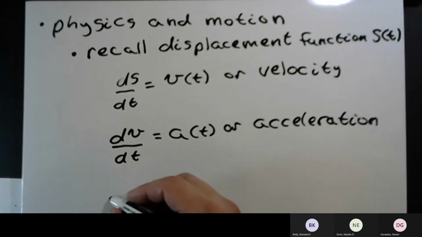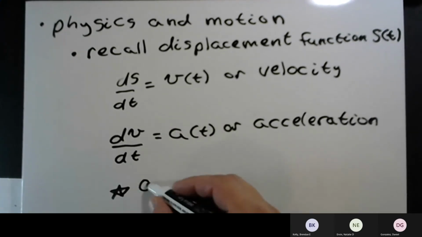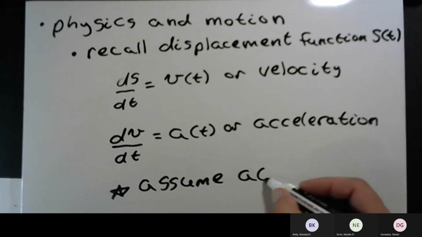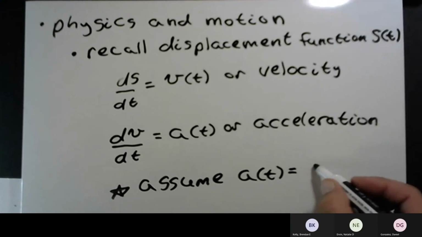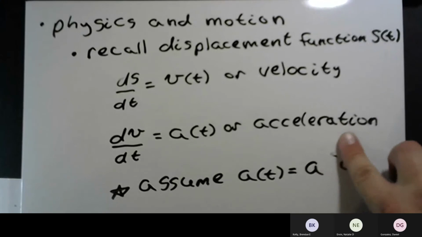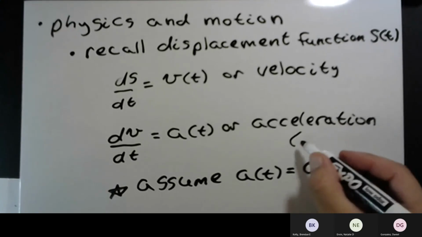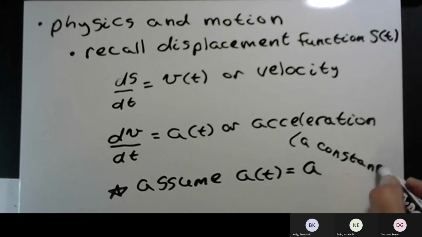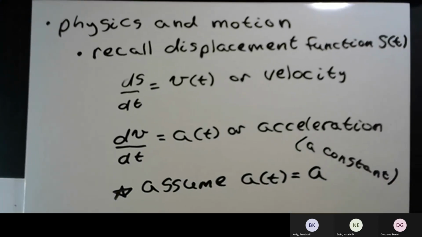So what we're going to do, we're going to make an assumption. Assume A of t equals a constant. So we're going to assume a of t is a constant. So this is how we're going to derive our velocity and our displacement function. This is a principle of physics.